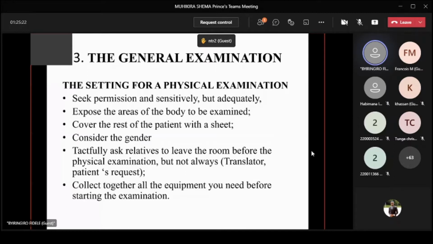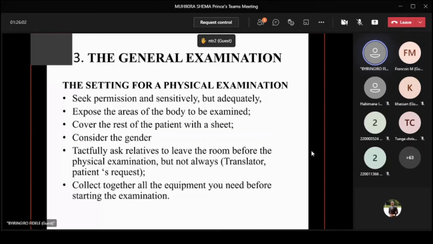Good. Let's go to the next part of the general examination. After examining the patient, you have to be sensitive to what you're going to do. You don't need to expose all the areas of the body of the patient, only expose what you are going to examine. For example, you're going to examine the head. You don't need to expose the back of the patient. You are going to examine the foot. You don't need to make the patient uncover the chest. So that means always expose only the part which is being concerned.